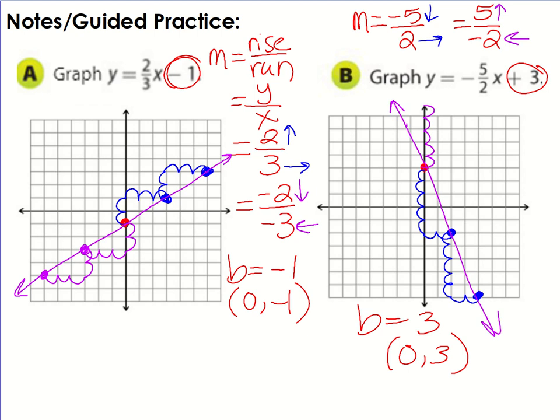Also, don't forget to make connections, right? We talked about how a positive slope goes up from left to right. Notice it's a positive 2/3. A negative slope goes down from left to right. That says negative 5/2. So that's why this one goes down. This is why the first one goes up. So check that after you graph them as well.